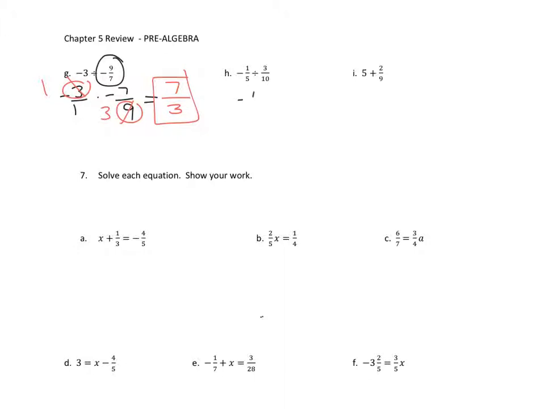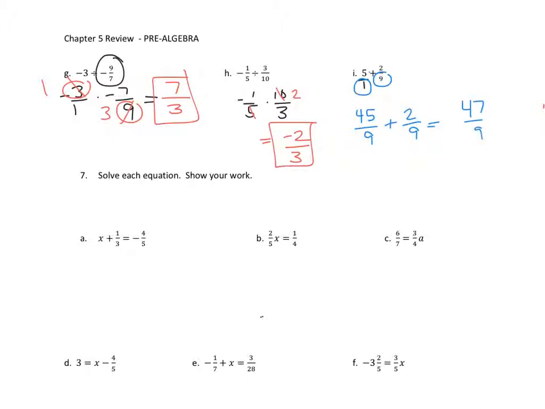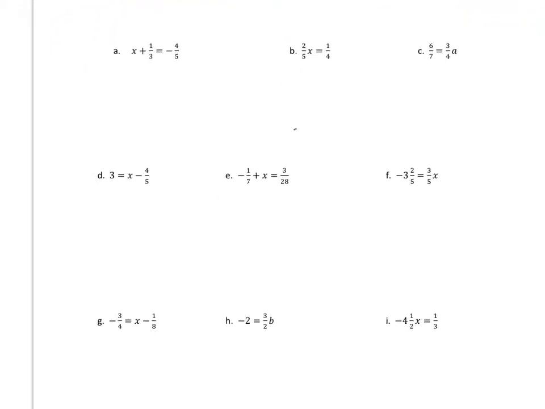And then letter H is negative 1/5 times 10 over 3. I can cancel these two out and make this a 2, so my answer is negative 2/3. Letter I, need to get a common denominator, so I put a 1 underneath here. My common denominator between 1 and 9 is a 9, so the numerator has to be a 45, because 9 times 5 is 45. Plus 2 9s is add the top, keep the bottom the same, and it does not reduce.